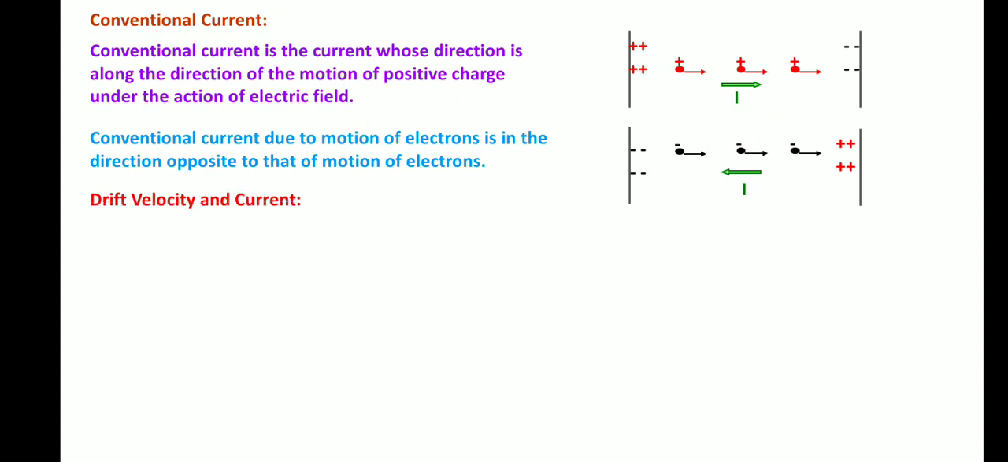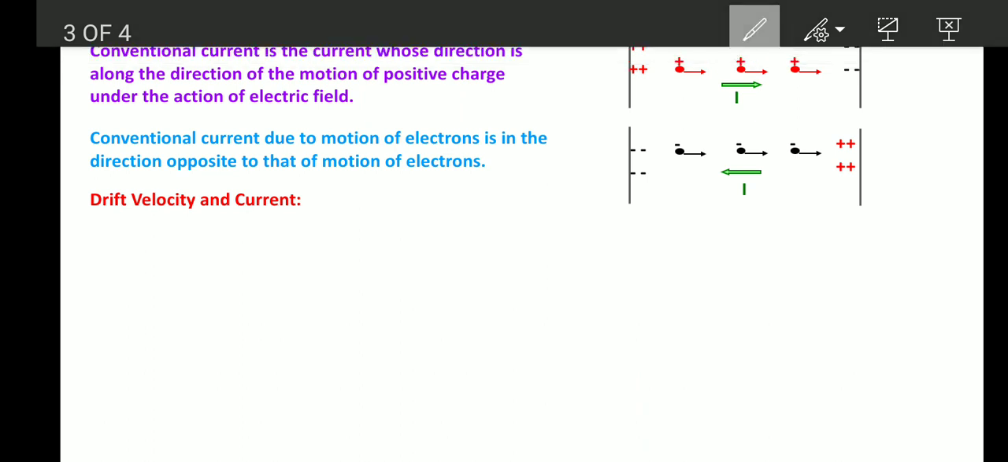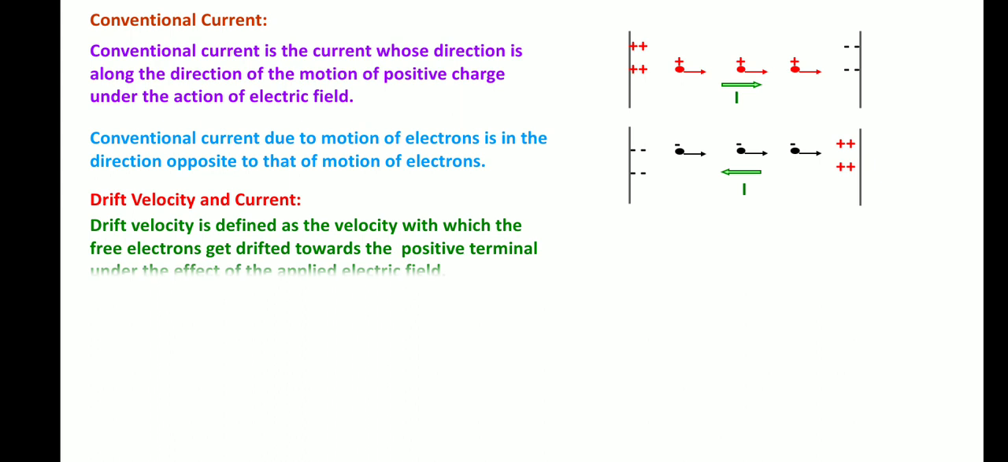Then drift velocity and current. What is velocity? In general, velocity is nothing but distance by time. As the object is displaced with respect to time, it is called velocity. Here we are going to find the velocity of the electrons, which is called drift velocity. So what is the definition of drift velocity? The drift velocity is defined as the velocity with which free electrons get drifted towards the positive terminal when an electric field is applied.